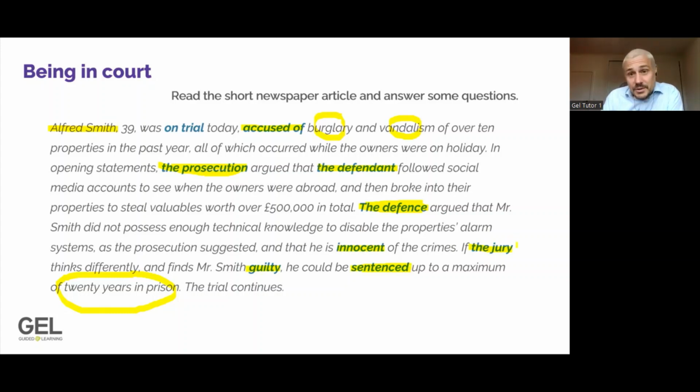Of course, in other countries and cultures, there might not be a jury. There might only be a judge. We can also use sentence as a noun. The judge gave a sentence of 20 years in prison. The final word here is on trial. When a defendant goes to court, this is called a trial. So we can say that the defendant is on trial.